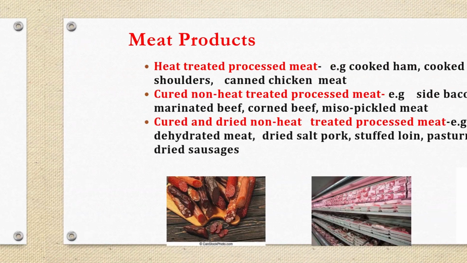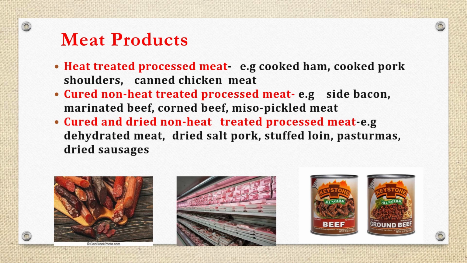So what does all this processing lead to? Let's look at the variety of meat products we get. We have heat-treated processed meat. Examples include cooked ham, cooked pork shoulders, and canned chicken meat. Then we have cured non-heat-treated processed meat like side bacon, marinated beef, corned beef, and miso-pickled meat. And we also have cured and dried non-heat-treated processed meat such as dehydrated meat, dried salt pork, stuffed loin, pastomas, and dried sausages. Quite a variety.